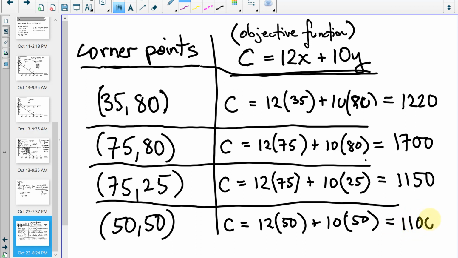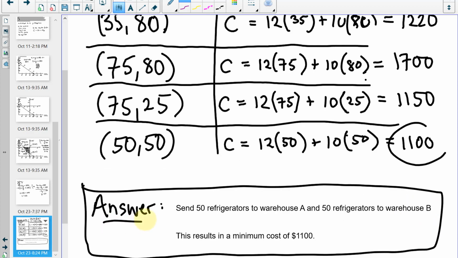So that turns out to be it. That's the optimal choice. Satisfies every constraint. In this case, it produces the minimum cost. So the answer is send 50 refrigerators to warehouse A and 50 refrigerators to warehouse B. This results in a minimum cost of $1,100 while satisfying all the imposed constraints. Okay, that's the end of this particular example. I hope it's been helpful.